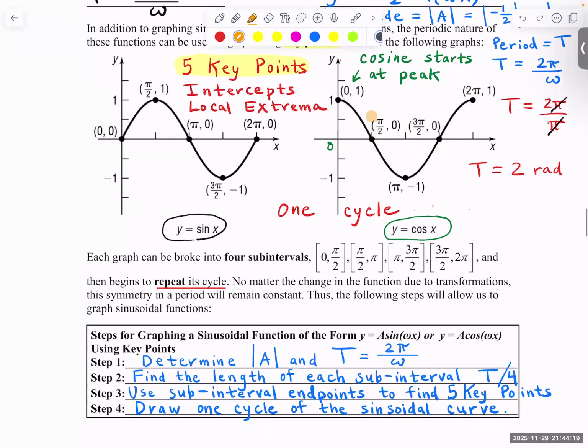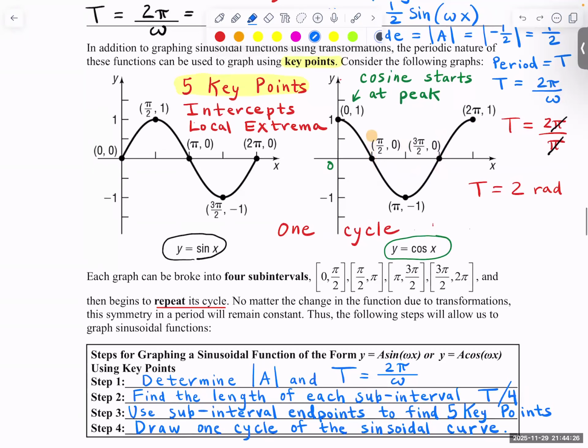So just to repeat, since the fundamental period is 2 pi, when we divide 2 pi by 4, that's how we get 2/4 pi, or pi over 2, half of pi, sorry, is the length of one subinterval.